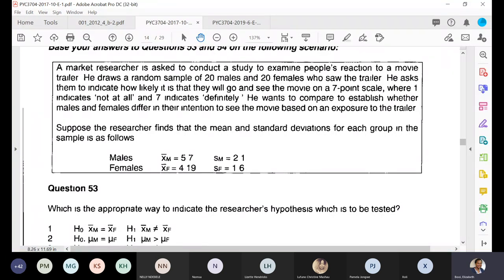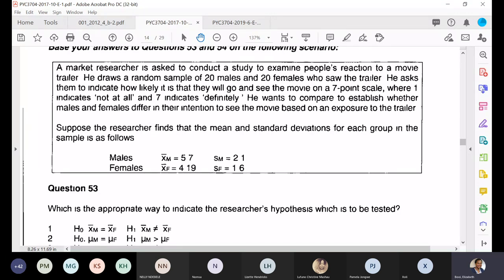So now you need to ask yourself the following question. Are these groups dependent or independent? Male and female, so they are independent. So now we're talking about independent groups. So we need to find the difference between the two independent groups. We also need to look at what you are given. Are we given the population standard deviation, or the sample? We are given all samples. So it means we're going to be using a T distribution.